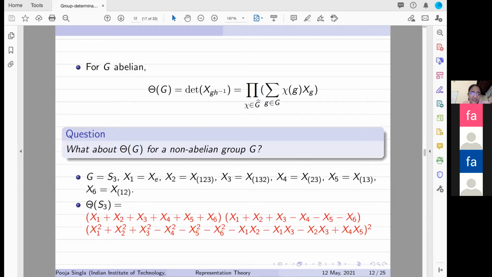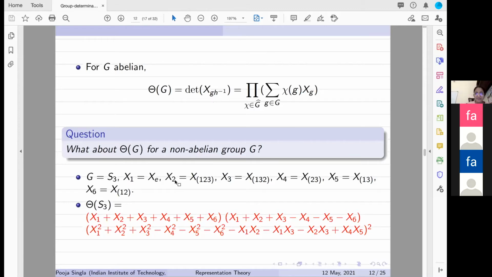So then what he realized is that for S3, the group determinant is a product of polynomials, but now two things fail. If you look at abelian groups, all the factors are linear, right? This is a scalar, and there is no power here. He also showed all of these are distinct. So there are no powers of the polynomials and all are linear.